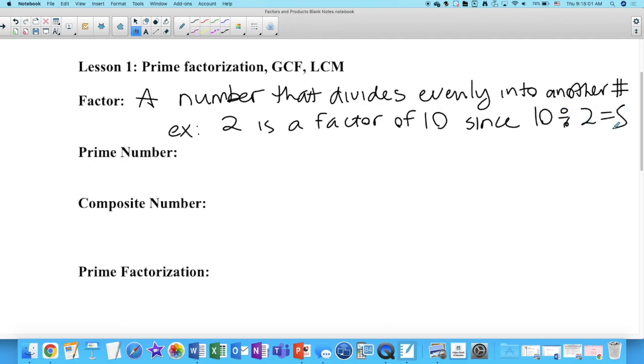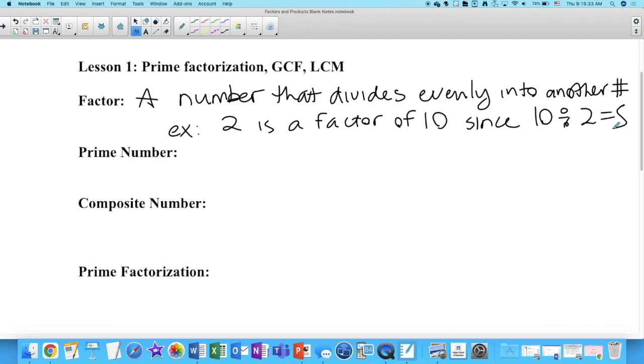Yep? By number, does it have to be like an integer? Yes, good question. It does have to be a whole, well, in fact, specifically, I would say a natural number when we're talking about multiplication. So you can't say, for example, that 4 is a factor of 10, even though 4 times 2.5 is 10. A factor, when you divide by it, you have to get a whole number. Good question.